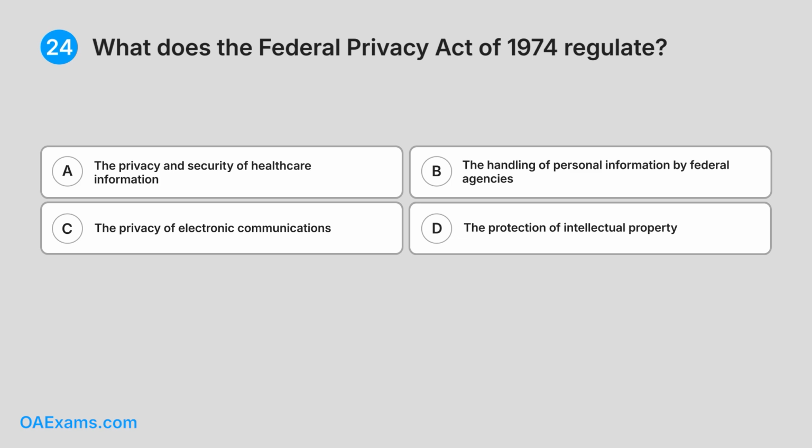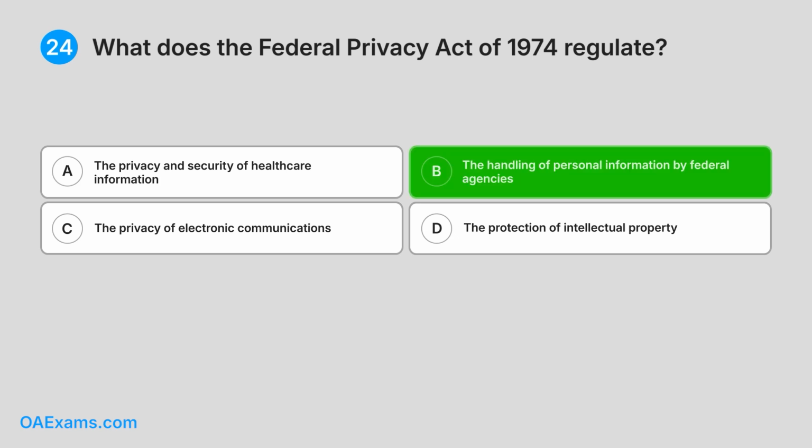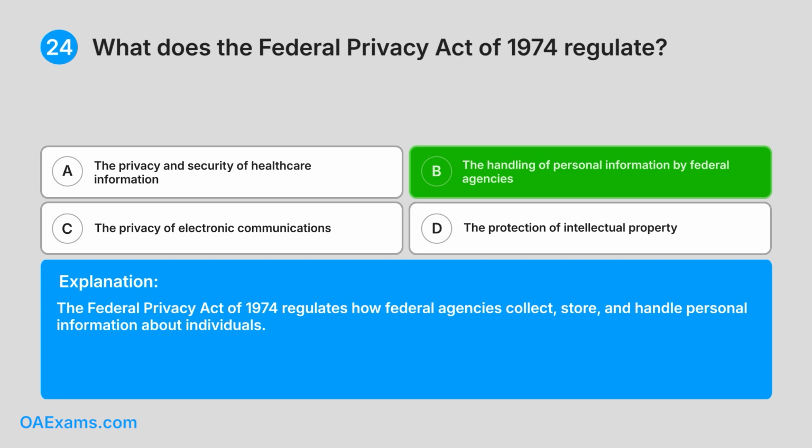Correct answer. B. The handling of personal information by federal agencies. Explanation. The Federal Privacy Act of 1974 regulates how federal agencies collect, store, and handle personal information about individuals.